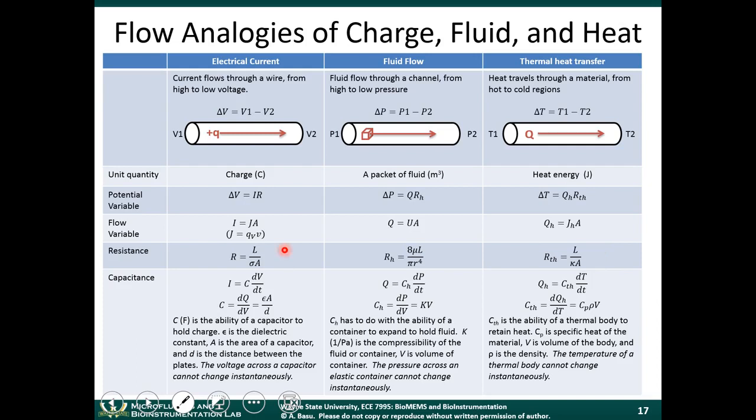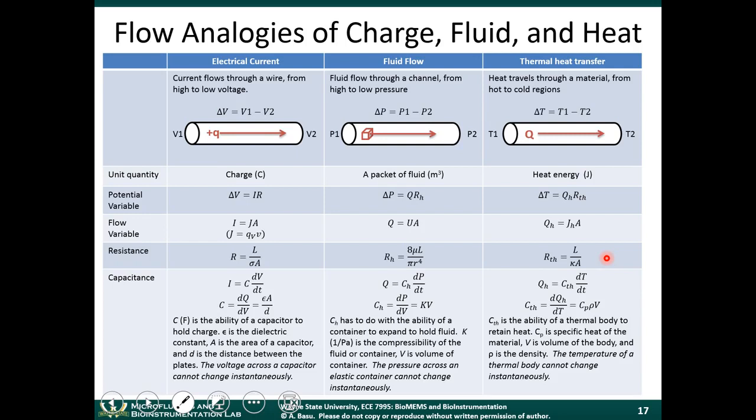Sigma, in this case, is the electrical conductivity. And in the case of the thermal domain, it's the thermal conductivity. All right, but the geometric parameters are pretty much the same. So if you were to shrink the diameter of the wire that's connecting the hot body to the cold body, well, you'll decrease the amount of heat conduction between the two.